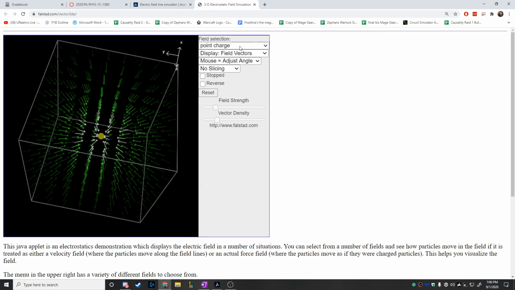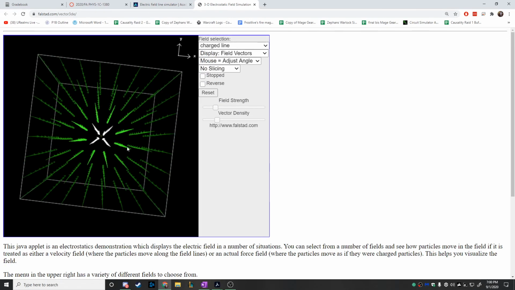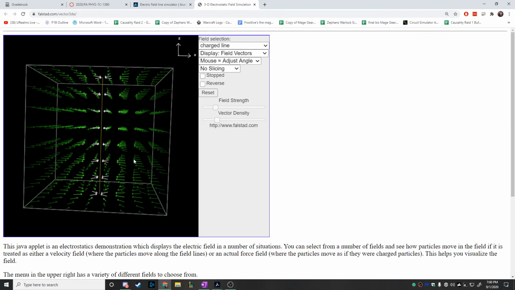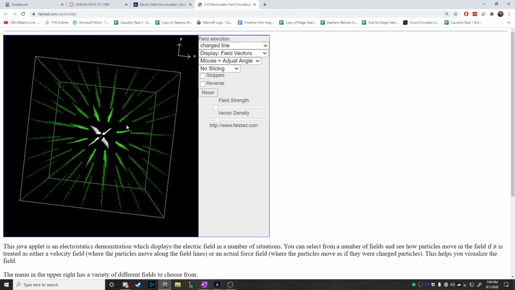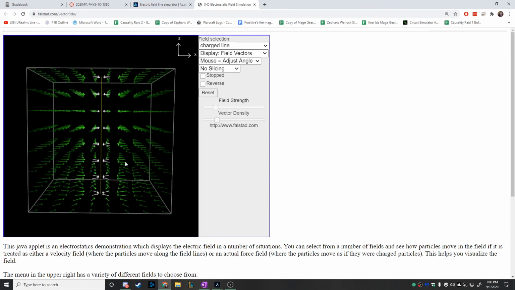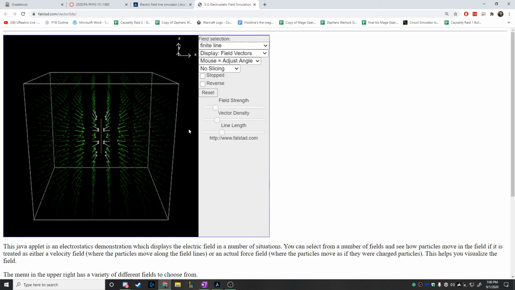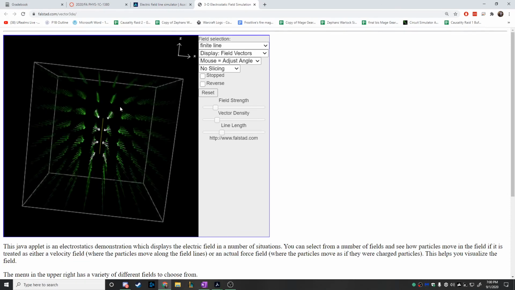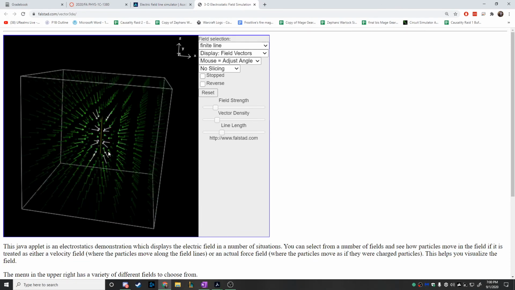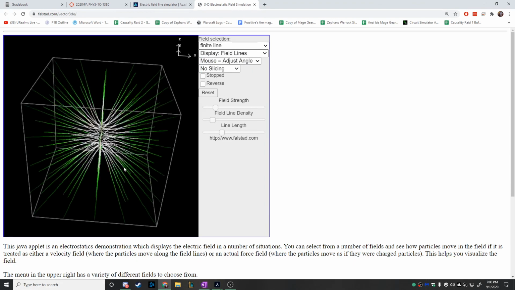So what does a line charge look like? Well, this is what it looks like from above, and this is what it looks like from the side. And all of that stuff is generated from that one equation we just derived. Except this, I think, is an infinite line. I think you can change it to a finite line. There it is. That's the one we just derived.